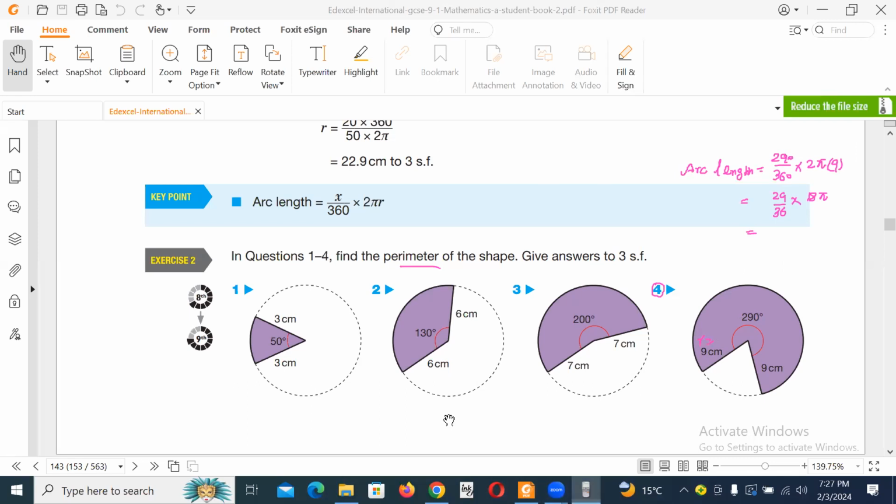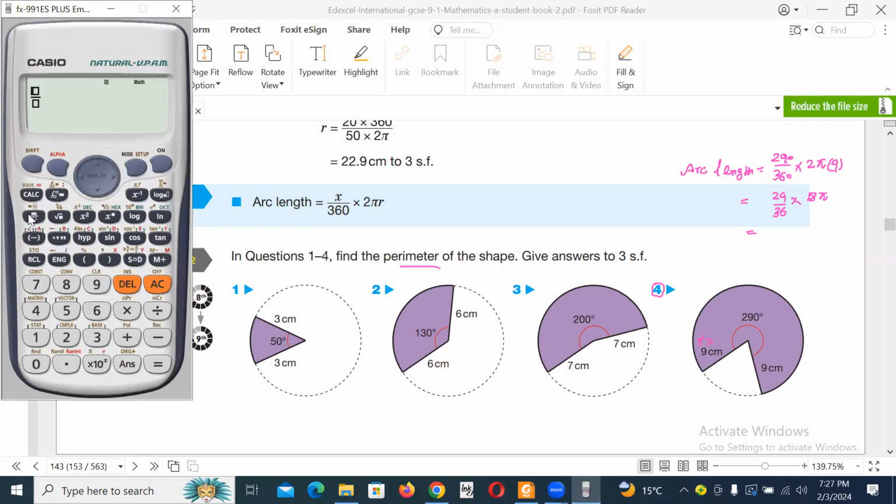So it gives you what? Here 290. No, now we write 29 divided by 36 multiply shift pi, okay, pi first, no problem, then multiply 18. It gives us 45.55.